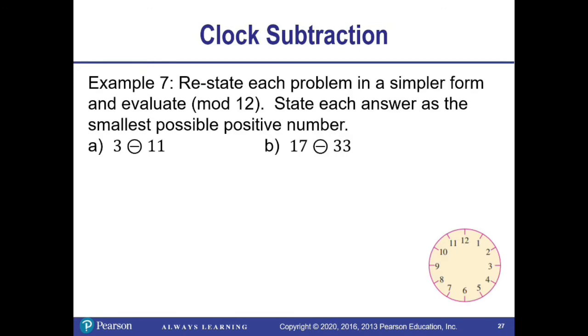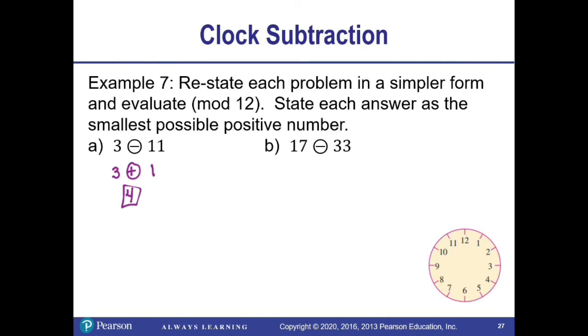So let's look at an example. Here we have in part A, 3 minus 11 on the clock. Well, I can change my subtraction to addition. I think about the additive inverse of 11. Remember, the additive inverse is the number that we add to 11 to get 12. Well, 1 would be the additive inverse because 11 plus 1 is 12. So here we have 3 plus 1 on the clock, which is 4.